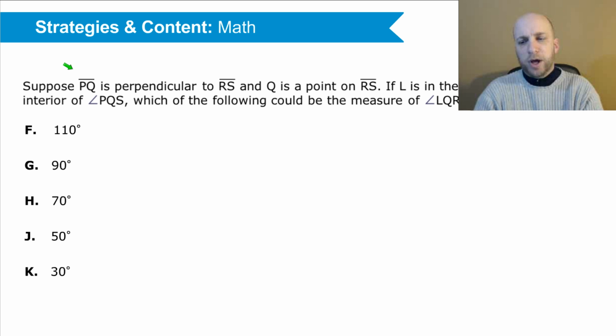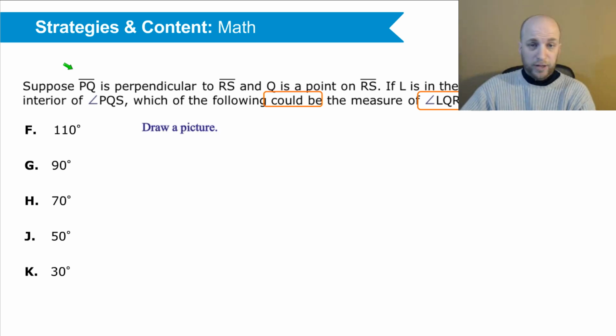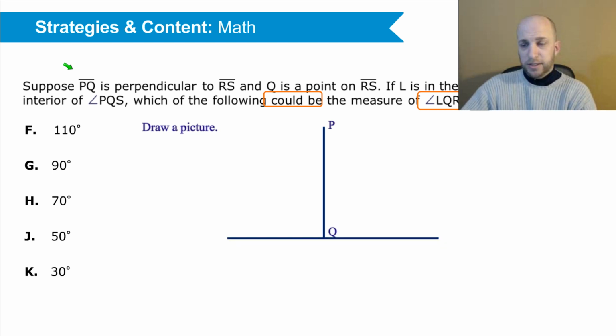What do I probably want to do on this one? Well, I don't know if you're like me, but I started drawing this out immediately. Suppose PQ is perpendicular to RS. Okay, and then Q's a point on there, perfect. So let's draw that on there, right? Let's throw that right on there. So I'm going to put Q on RS. I'm going to make it perpendicular so it's coming straight up and down. Okay, cool. All right. Now they're asking me, what could be the measure of LQR?